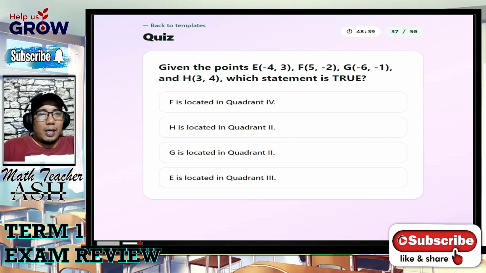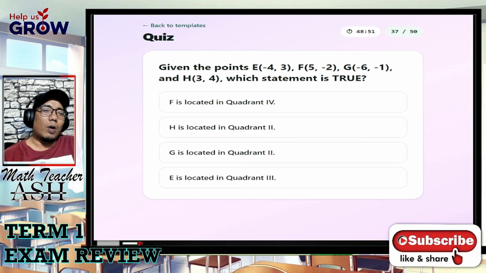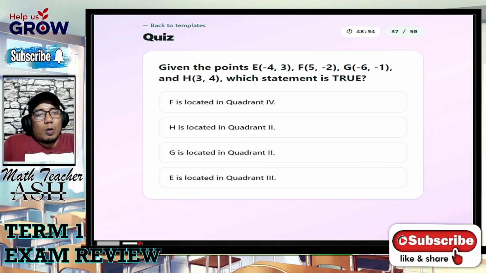Given the points E (-4, 3), F (5, -2), G (-6, -1), and H (3, 4). Which statement is true? F is located in quadrant 4. H is located in quadrant 2. G is located in quadrant 2. Or E is located in quadrant 3. What do you think is the answer?